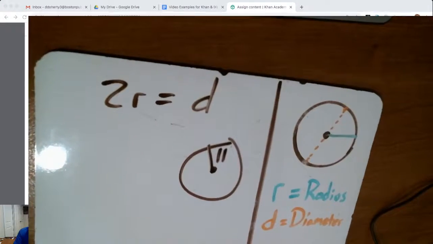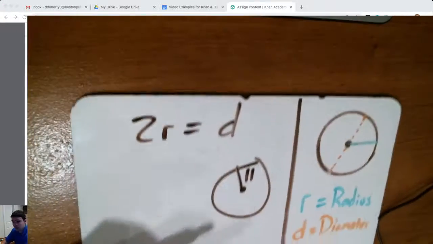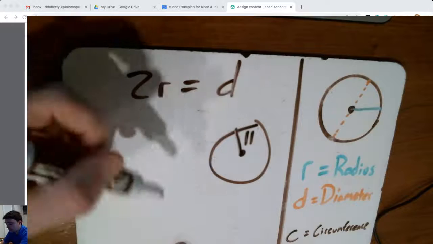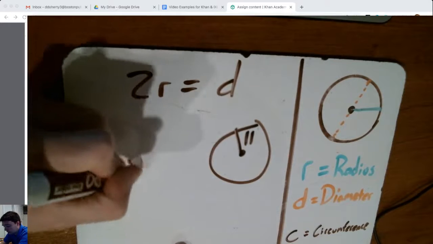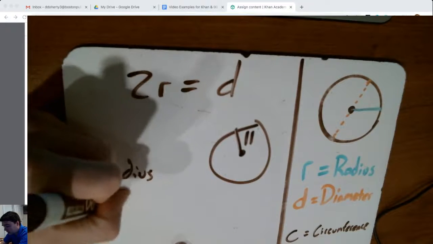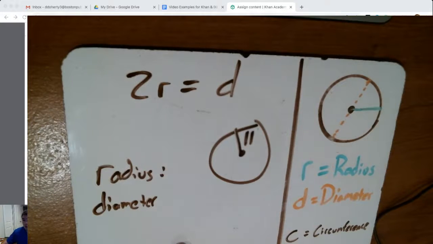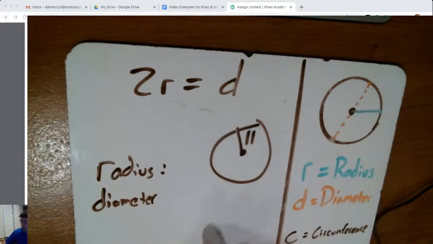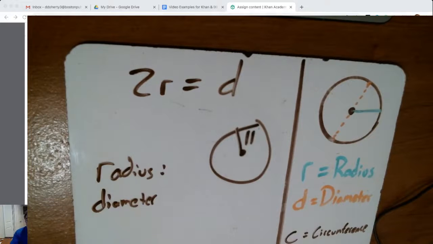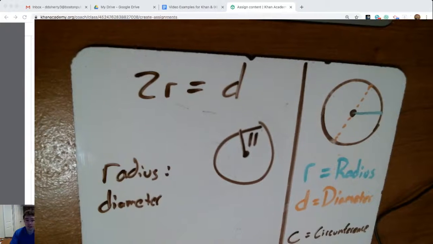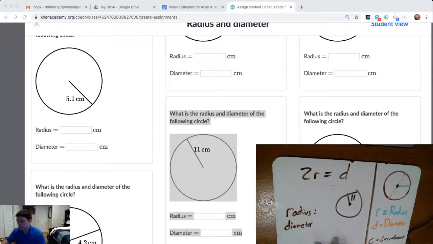I'm going to make my whiteboard larger. They want to know if the distance halfway across that circle is 11, what is the radius, and also what is the diameter for that circle. Because radius measures halfway across the circle, for this example, the radius would be 11 centimeters. Because that's the distance halfway across that circle we see highlighted.